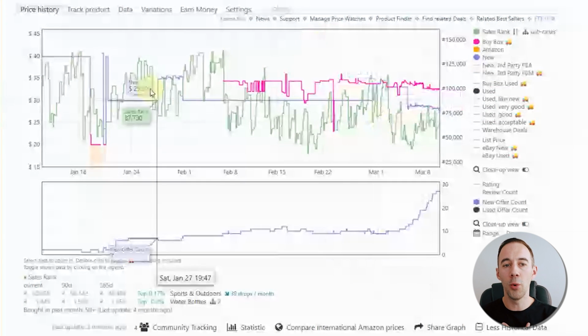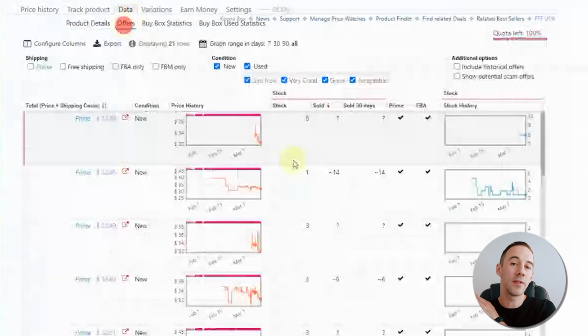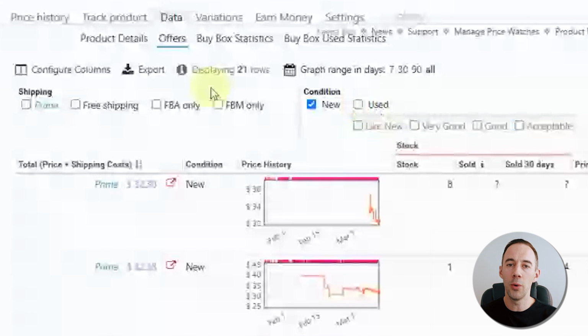The final bit that I'm always going to do is jump over to the data tab. We're going to come over to data, offers, and I do this for every single deal that I analyze without fail. I'm going to turn off used, keep it always on new because that's what I sell, and I'm going to click on prime. Now I know that this product's probably selling less than 50 sales a month, maybe roughly like 30, 40, I'm not too sure.